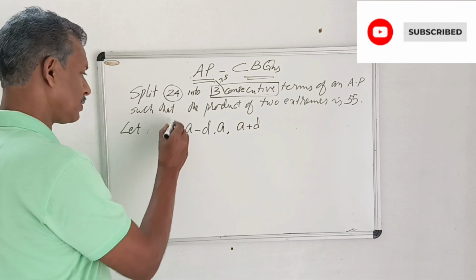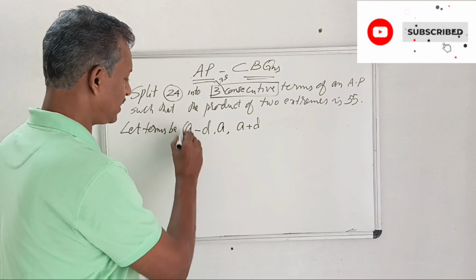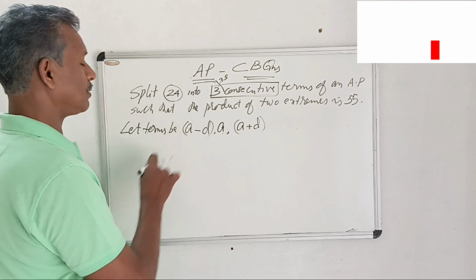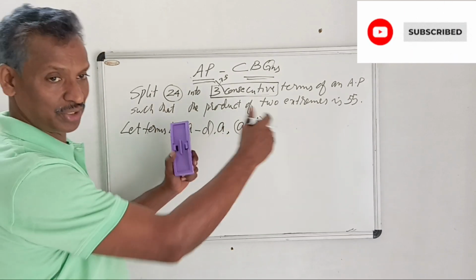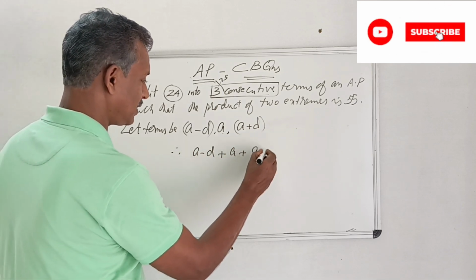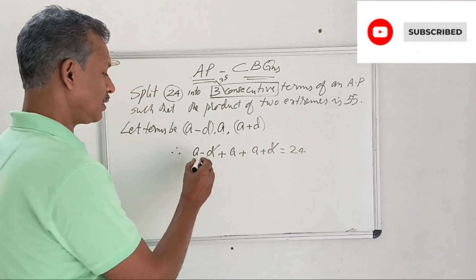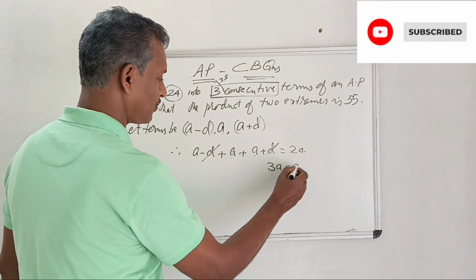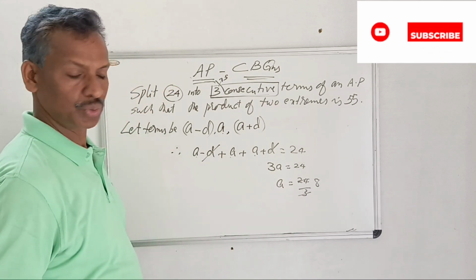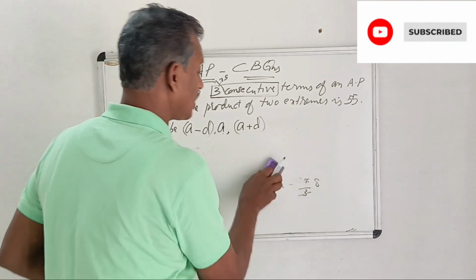Let these be the terms. A minus D is the first term, the second term is A, and the third term is A plus D. When you add these 3 terms, you are getting 24, because 24 is split like this. Therefore, we can write A minus D plus A plus D is equal to 24. When you solve it, minus D plus D get cancelled. A plus A plus A, it is 3A is 24, and you can cancel out 24 and 3, you get 8. A is 8. In the very first line itself you get the value of A.